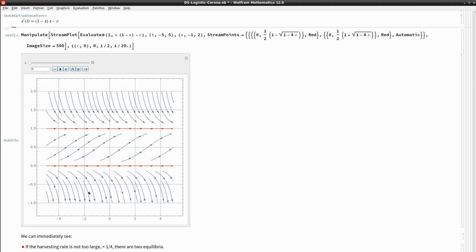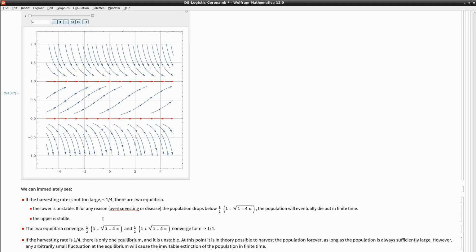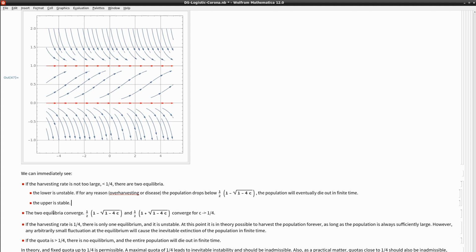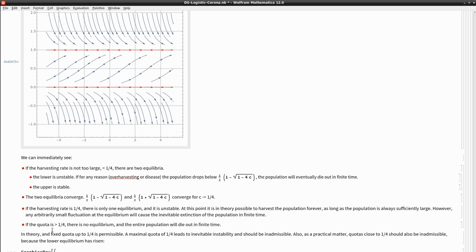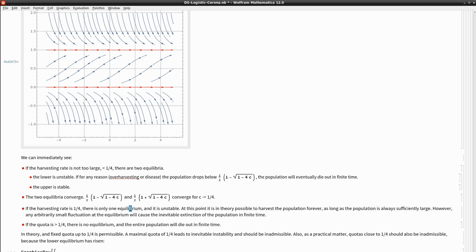All right, so we can immediately see if the harvesting rate is not too large, less than a quarter, there are two equilibria. The lower one is unstable. And if for any reason overharvesting, the population drops below this number, the population will eventually die out in finite time. The upper one is stable. And the two equilibria converge. This number and this number converge for C going to a quarter. And if the harvesting rate is a quarter, there's only one equilibrium, and that is unstable.